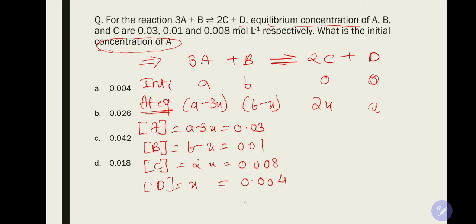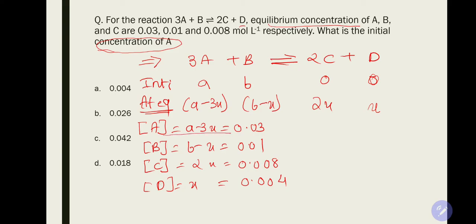So we know that the value of x will become 0.004. See how we derived 0.004: because C is 2x, so what is the value of x? x will be 0.008 divided by 2, which gives you 0.004. Clear?